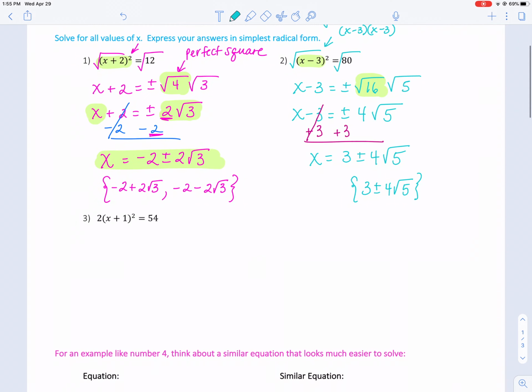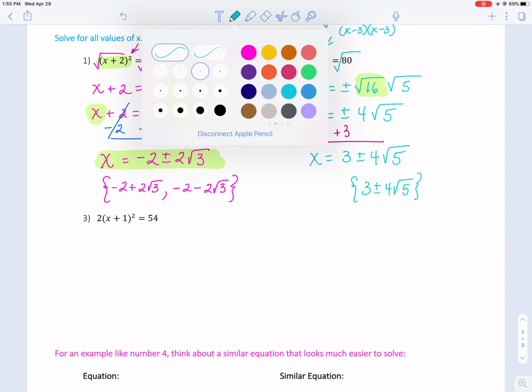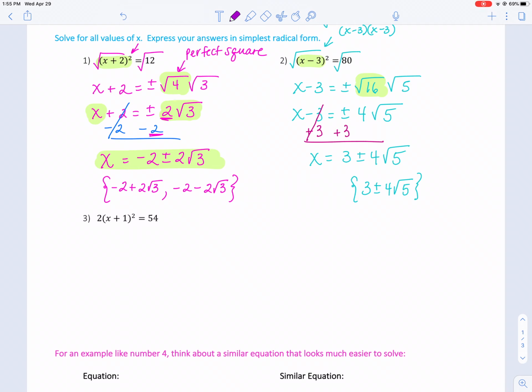Okay, I'm going to move on to the next one. Now in number 3, very different. You no longer only have this base of x plus 1 to the second power. You have that 2 in front. You have to get rid of that 2. So what are you going to do? That's multiplication. Divide both sides by 2. So that's going to give us x plus 1 squared equals 54 divided by 2 is 27.